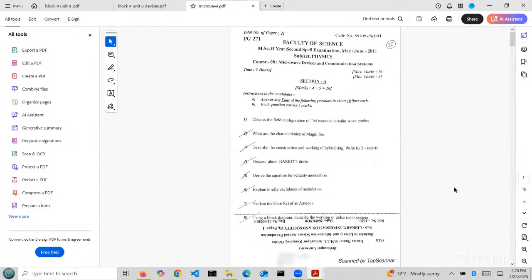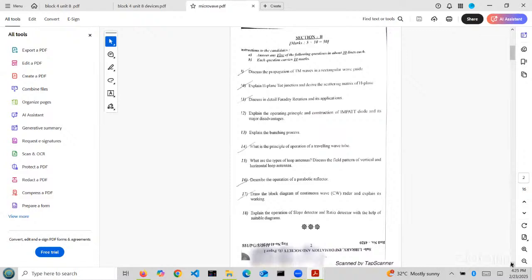Yes, let's look at what relates to today's class. Look at the next essay question. Which is asked? The 12th question. What is the 12th question? Explain the operating principle and construction of impact diode. Operating and construction of impact diode are mentioned as 3 separate parts. Operating principle is one, then construction of impact diode and its major disadvantages. What are the disadvantages of impact diode?